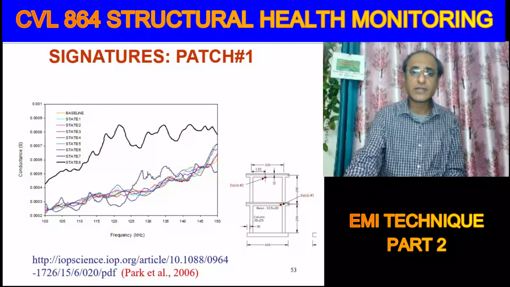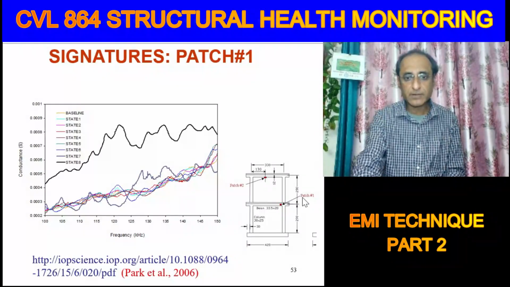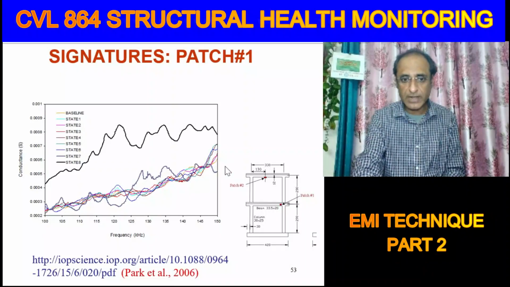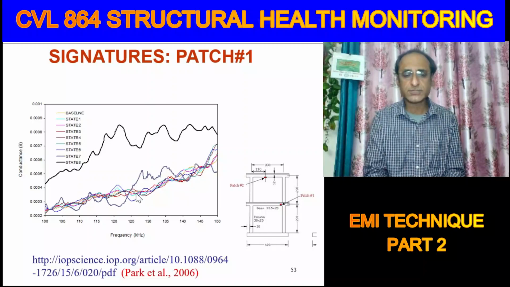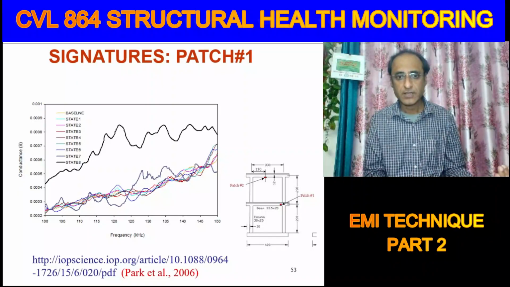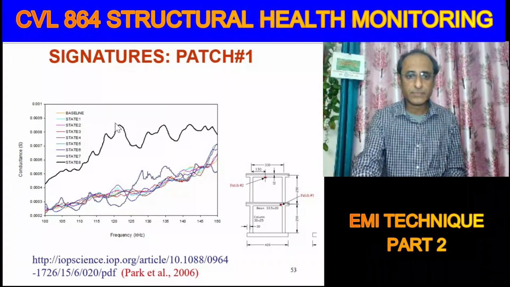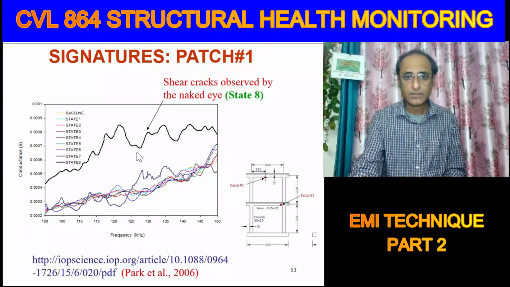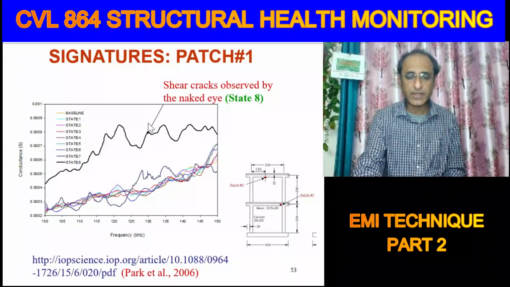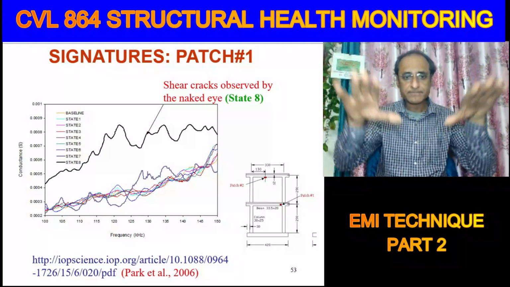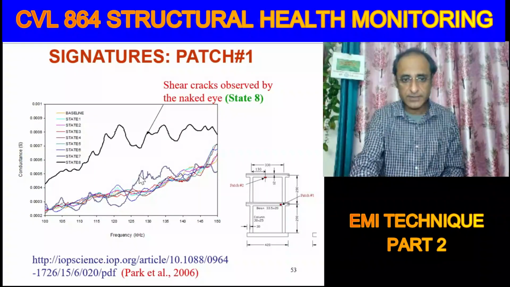Now this is the set of signatures of patch number 1. Patch number 1 is at the beam column junction. Here the signatures were showing some usual changes, leftward shifting or creation of a new peak. But then at state number 8, there was a very upward jump, and then after that it was downward shifting here.